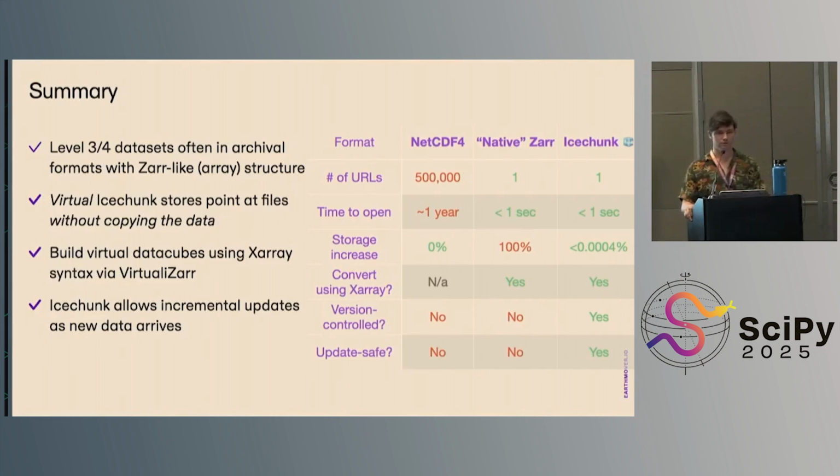Yeah, so the virtual references can point anywhere. They could point to files in the same bucket, but they could point to files in a different bucket, or they can even be HTTP URLs. So you can make an Icechunk store that points to many different buckets if you want to.